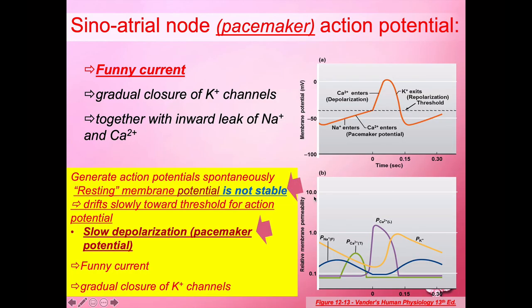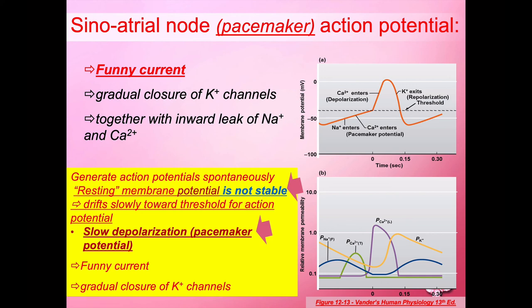Now, the SA node. What is the SA node action potential? In the subendocardial layer, I will show you with the models so you will be able to understand. In the subendocardial layer, there are some SA sinoatrial node cells, which are called pacemaker cells. They produce the funny current, which is a type of current. When this current is produced, there is gradual closure of potassium channels together with inward leak of sodium and calcium. These are all the electrolyte activity taking place in the heart when the funny current is produced.